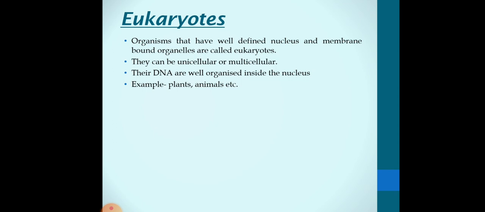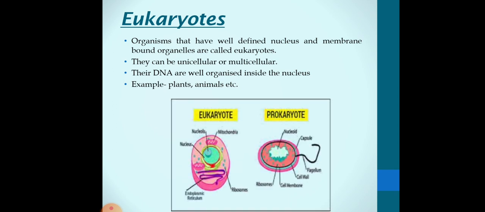Next is eukaryotes. Eukaryotes are those organisms that have a well-defined nucleus and have membrane-bound organelles. That means the organisms which contain a proper nucleus and also have membrane-bound organelles are called eukaryotes. Eukaryotes could be either unicellular or multicellular, and their DNA is well organized inside the nucleus. Examples are plants and animals.